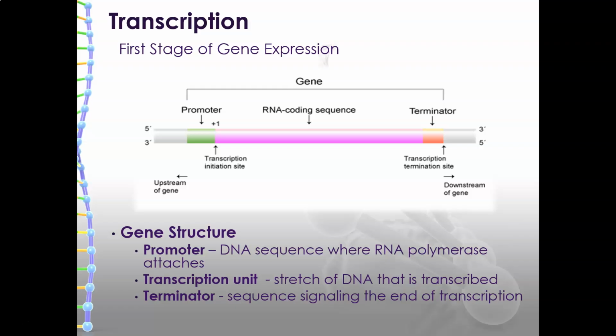Something else I'm going to point out while we're talking about this, because I'm going to use this terminology and it's definitely going to come up as we continue through this unit, is the idea of being upstream versus downstream. Upstream would be towards the promoter end of the region, the terminator would be downstream of that, and then your RNA coding is in the middle. And also pay attention to where the 5' and 3' are as well.